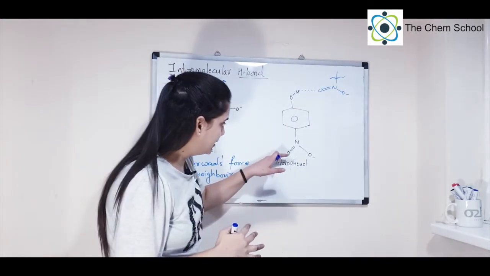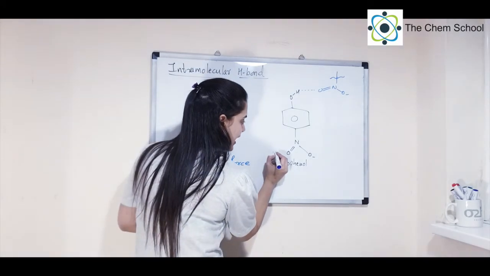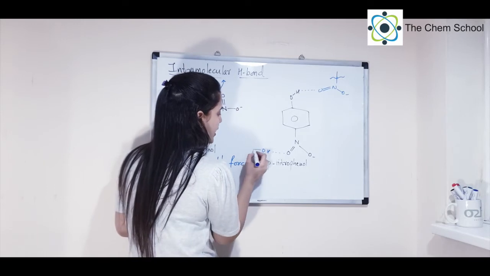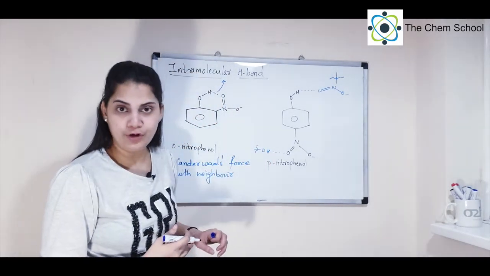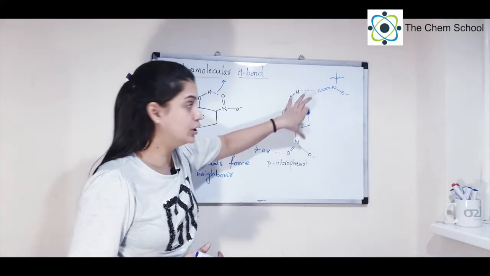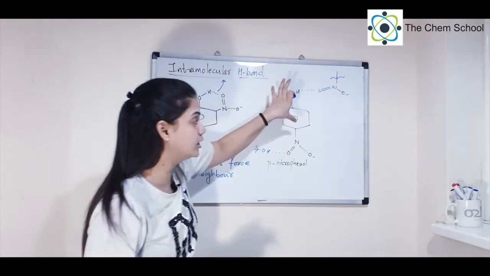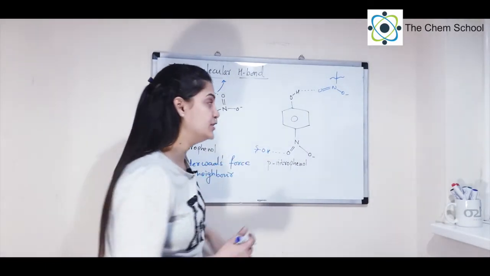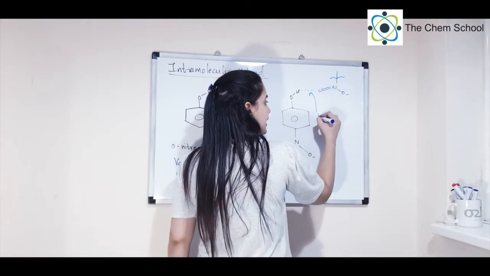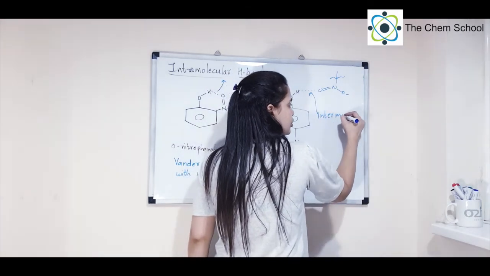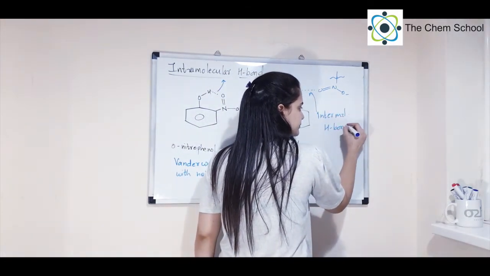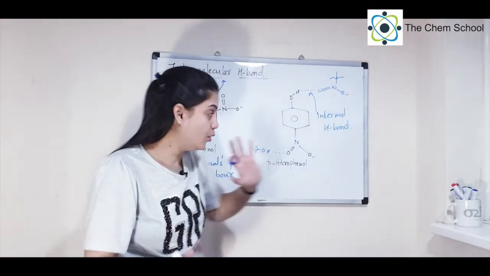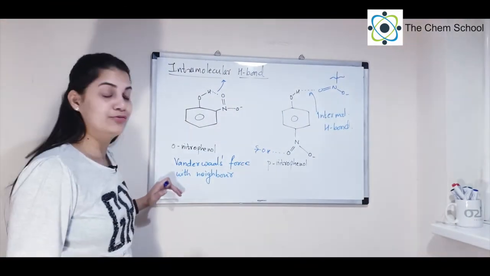Similarly, this oxygen will interact with the neighboring OH, or hydrogen, of the paranitrophenol. You can see that this is a different molecule and this is a different molecule. So two different molecules are having hydrogen bonding. We know that this is going to be an intermolecular H bond. Clear? So between neighboring molecules you have intermolecular H bonds, while in the other case, with the neighboring molecule, you have van der Waals forces of attraction.